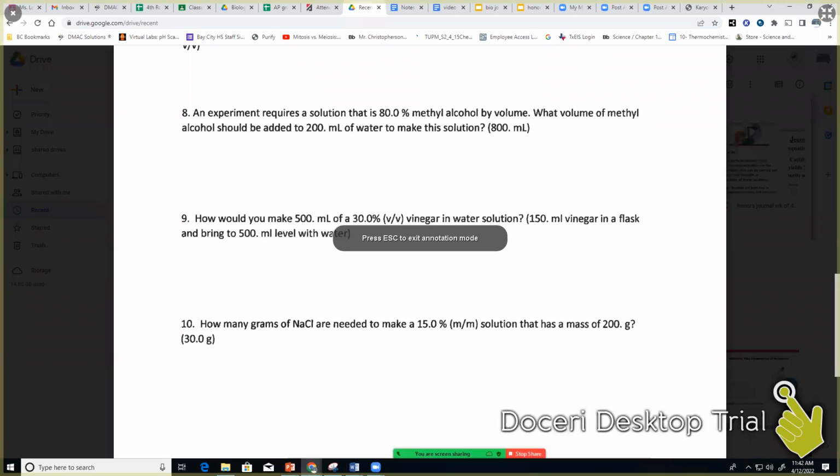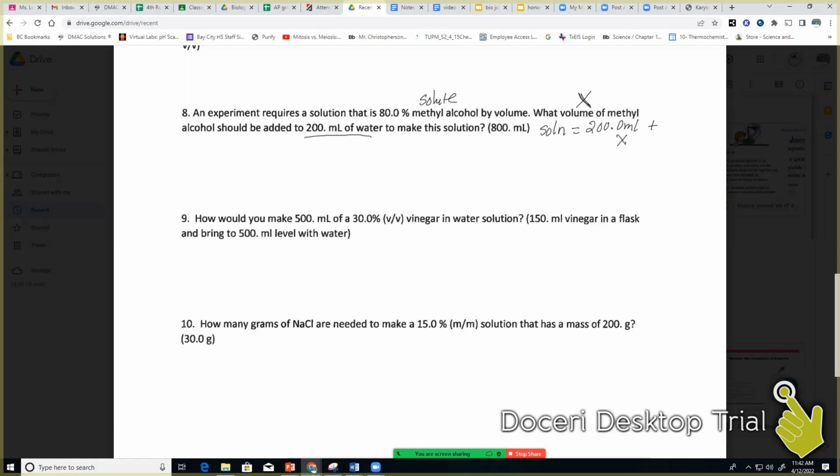Alrighty. Okay, we have an experiment that requires a solution that is 80% methyl alcohol by volume. So this is my solute. What volume of methyl alcohol should be added to 200 mLs of water to make the solution? So my unknown, what I'm trying to find, what my X is going to be, is the volume of my solute. And once again, I know how much solvent. So to get my total solution, it's going to have to be that 200 mLs plus whatever I figure out X to be, so that I'll have my solvent and my solute.